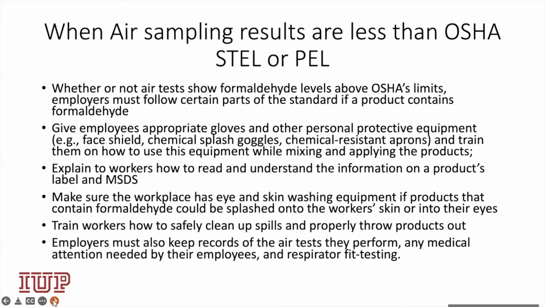Employers also want to make sure the workplace has eye and skin washing equipment if products that contain formaldehyde could be splashed onto the worker's skin or in their eyes, which actually can happen often in a hair salon. Employers should train workers on how to safely clean up spills and properly throw products out. Employers should also keep records of the air tests they perform, any medical attention needed by their employees, and a respirator fit test.